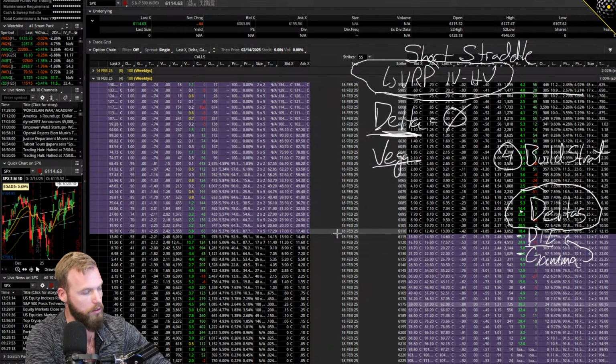So the short 61.15 call, what's going to happen there? Well, we're going to get negative 53 deltas. Our gamma is going to be negative 0.01. Our theta is going to be positive 2.21. Our Vega is going to be negative 2.48. And then if we're short the 61.15 put, our delta, we're going to get long 47 deltas. For gamma, we're going to be short 0.01. For theta, we're going to get $1.79. And for Vega, we're going to be short 2.48.